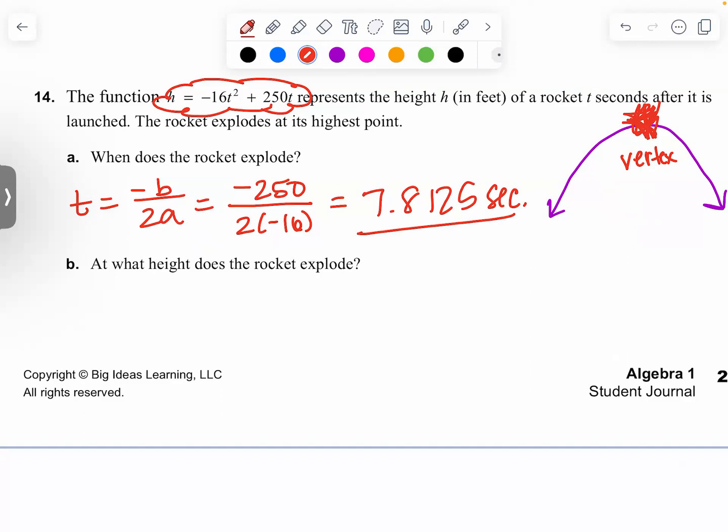Okay. What if I wanted to know at what height does the rocket explode?